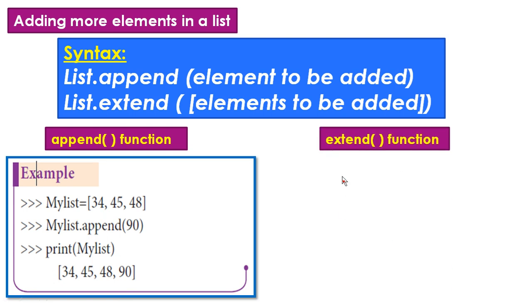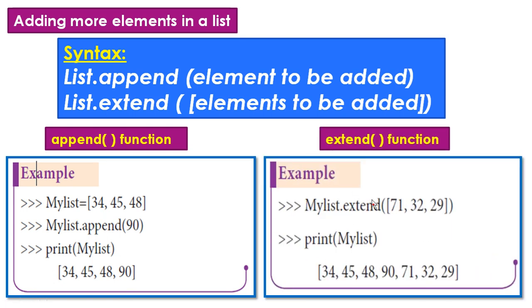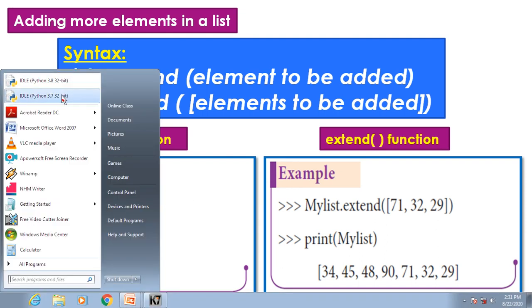Next, the extend function: my list.extend, where my list is the name of the list, dot extend with the set of numbers 71, 32, 29. Now print the appended list, print my list. The three elements 71, 32, 29 are appended. See this example by using the IDLE window.